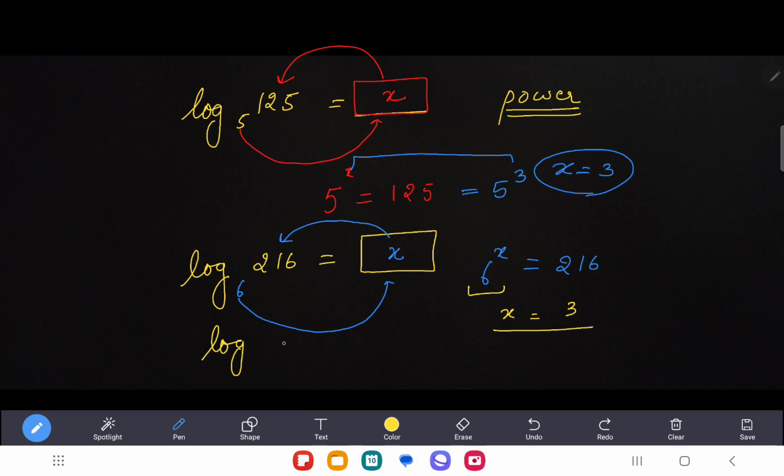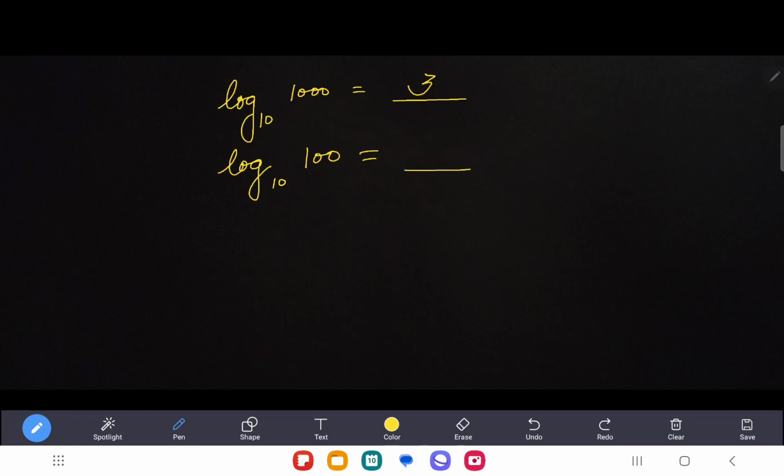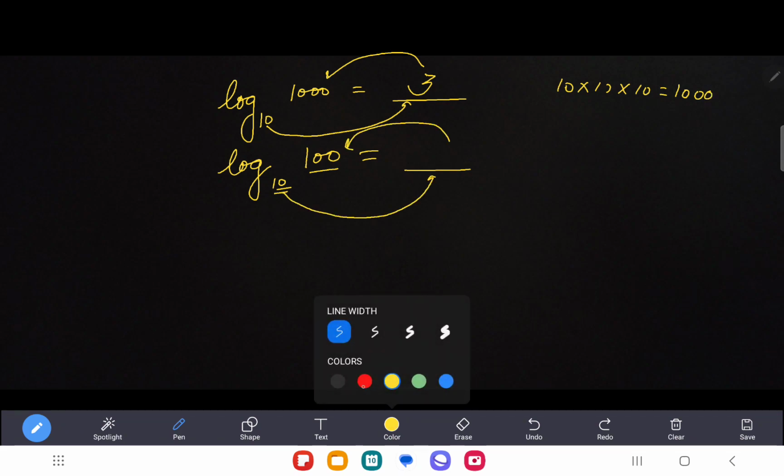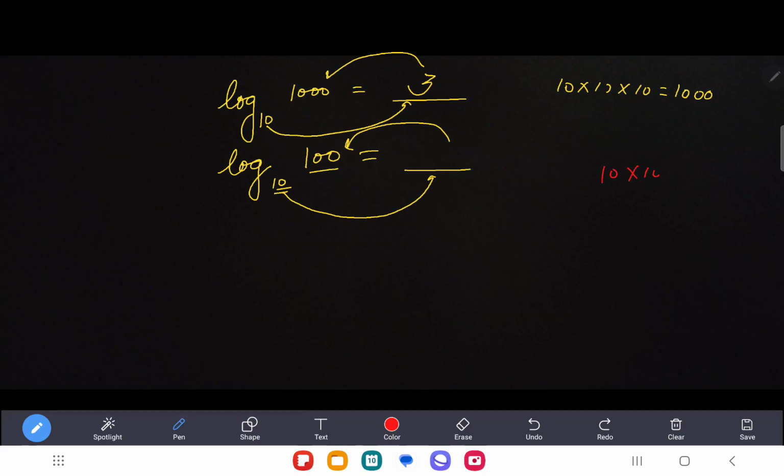If I give you log 32 to the base 2, can you now tell me the answer? Log 100 to the base 10. So you have to think in your mind that 10 raised to power what should give me 100. 10 times 10 shall give me 100. Very simple, right? So 10 times 10, basically 10 square, is 100.